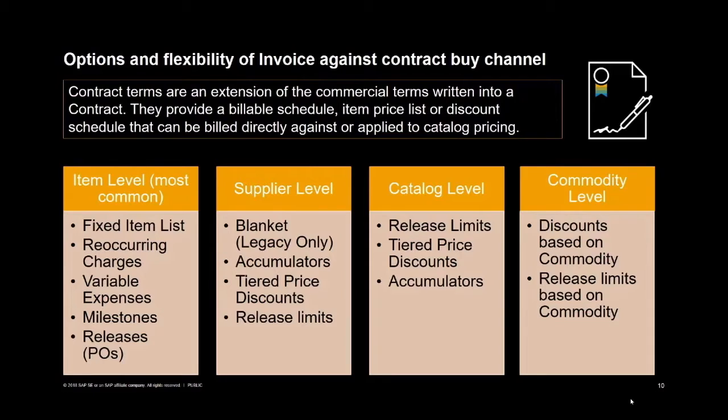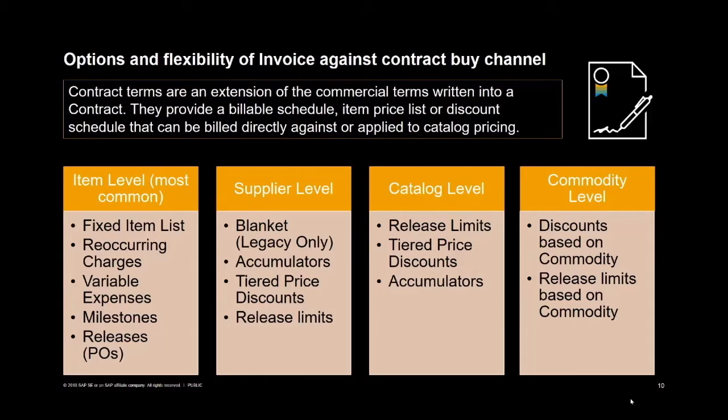Catalog level, so this is where you can set release limits. So if you have a catalog that has, say, a minimum release of $75, you can set that release limit. You can also set tiered price discounts. You can set it either per release or cumulative. So let's say that if you place an order for $1,500, you get an additional 2% discount. You can set that on a per release basis, or you can say once we spend $500,000, we get an additional discount. You can set up that tiered pricing either way. And here, it keeps track and accumulates all of that spend as well.